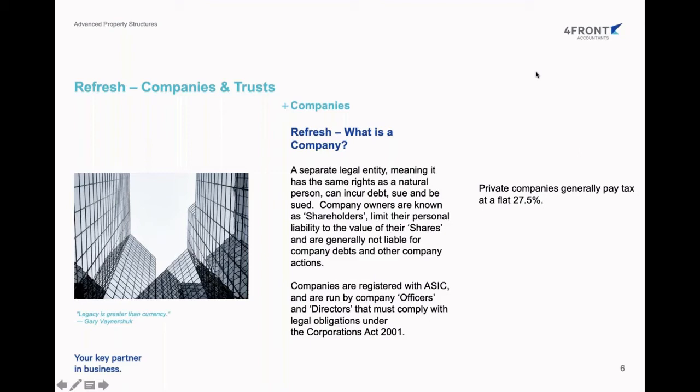Companies are registered with ASIC, which is the Australian Securities and Investments Commission, and companies are run by company officers and directors, and they must comply with legal obligations under the Corporations Act 2001, which is the legislation that regulates companies in Australia, from the smallest company right through to BHP and others. Private companies generally pay tax at a flat 27.5%, which has actually gone down to 26.5% this year, and it's marching all the way down to 25% at some point, which is really nice to see.